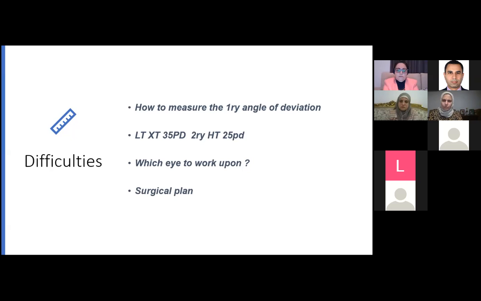My surgical plan was to perform a force reduction test first before surgery on the right eye. If there is a positive force reduction, I would perform inferior rectus recession. This is what I did. It was mildly tight, not severely tight. I performed a right inferior rectus recession of 5 millimeters, and I performed a left recess-resect on the left eye to correct the exotropia.